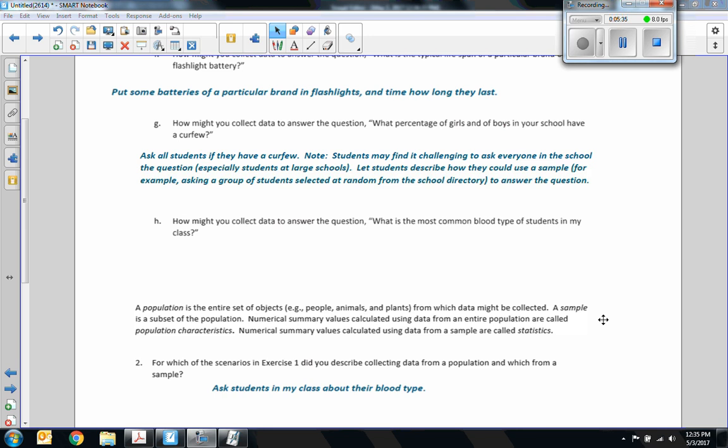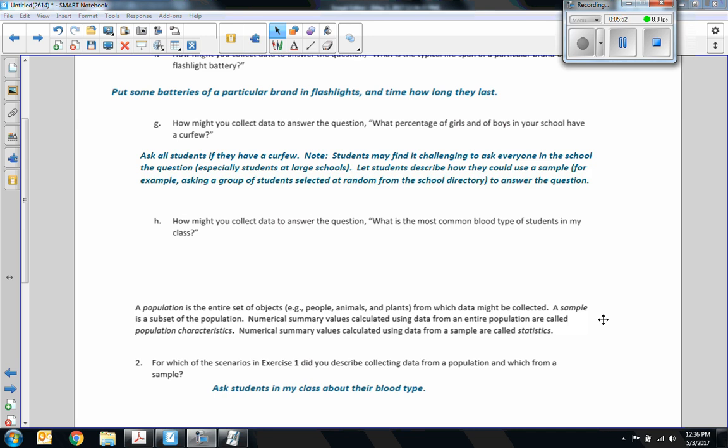Okay, in this case, all you have to do is ask your classmates about their blood type. This was a question that I asked in class, but there weren't many. Of the 15, I think only 2 or 3 knew their blood type. And that's normal for a young person, because why would you know your blood type?